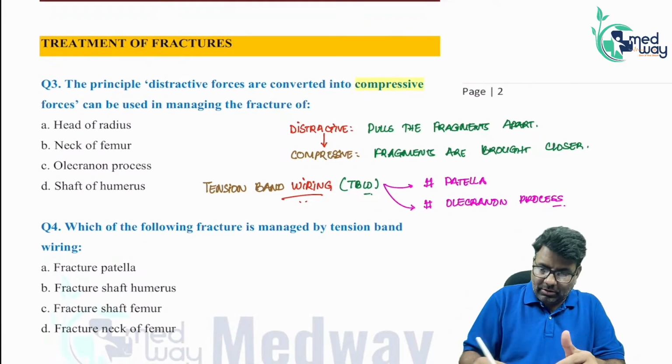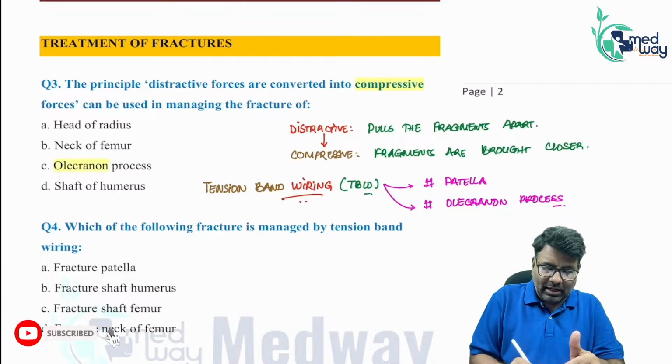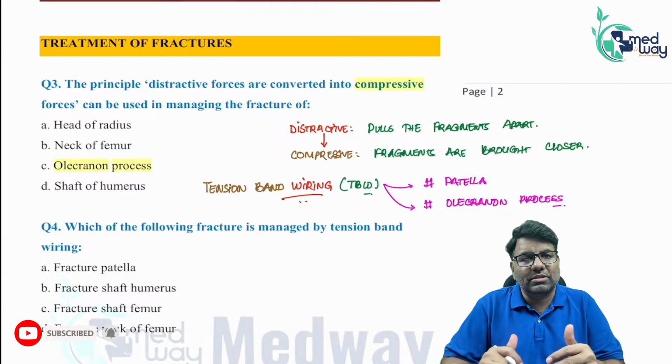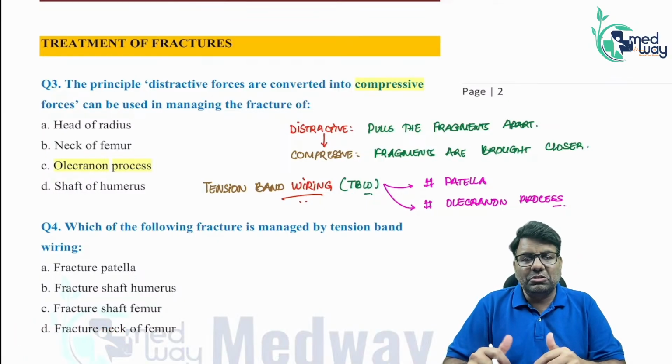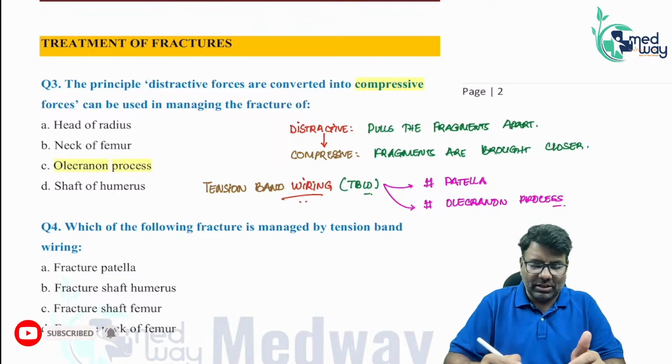Right? These are the two common examples which every student should know. So keeping this concept in mind, we can say that the answer is olecranon process here. So this is the tension band wiring surgical principle. Destructive forces are converted into compressive forces.